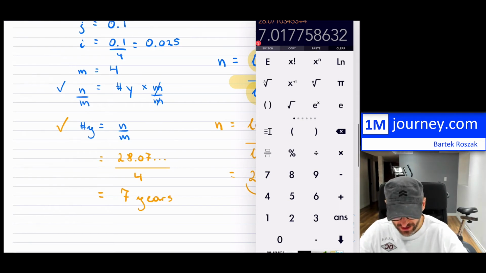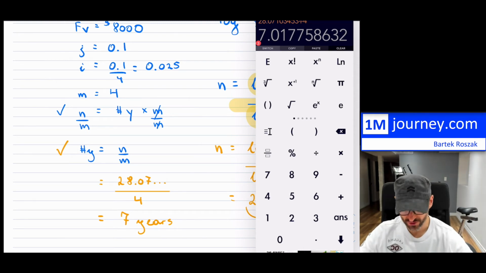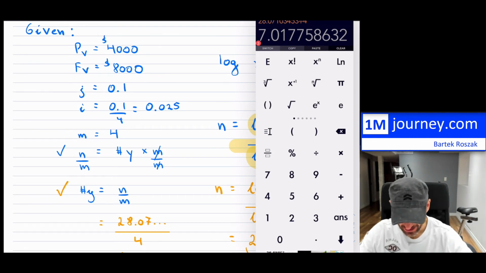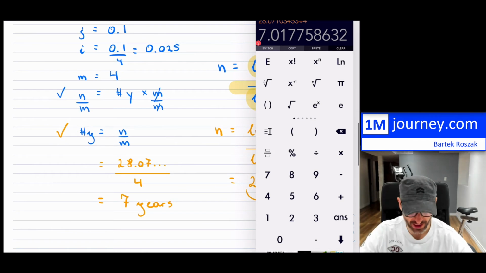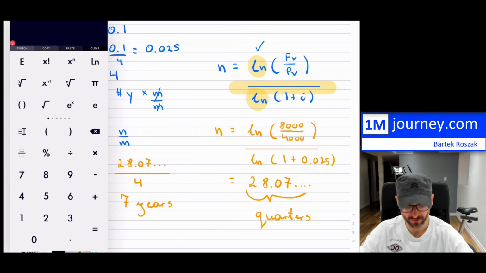So if you were investing at around 10% compounded quarterly, it would take you about 7 years to go from 4,000 to 8,000. So kind of doubling your money, which would be amazing if that was the case. And that's how you would solve this particular example using the actual formula for N.